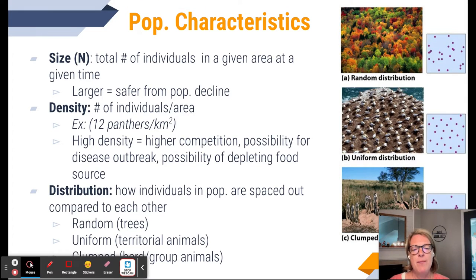So higher population density tends to equal higher competition. And so there's also a higher possibility for disease outbreak, and there's a possibility of depleting the food source.